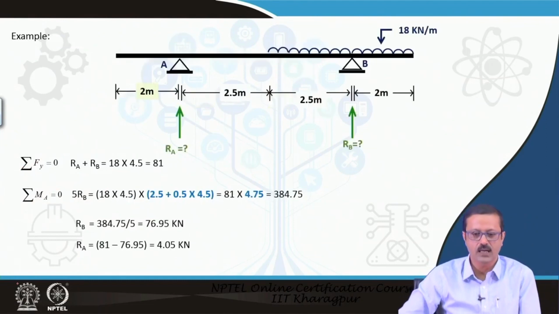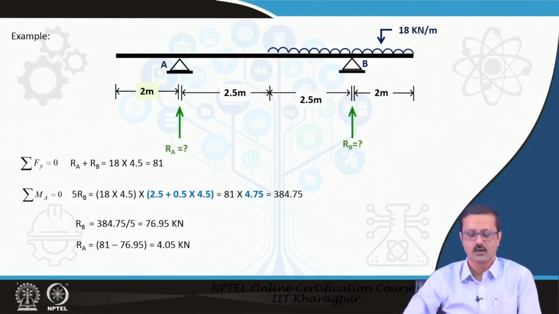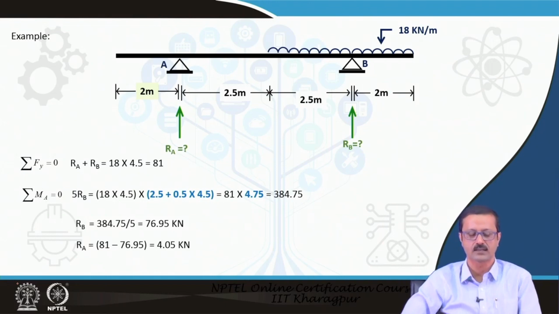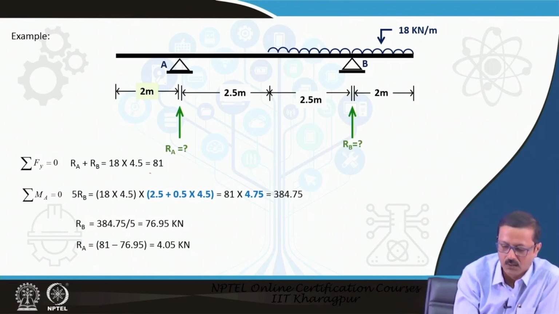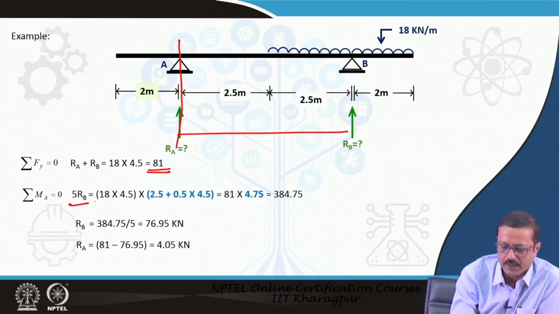So, like that we have some other examples also. From this particular plate we can have a UDL in an overhanging scenario, where RA plus RB is given, and the total load comes out to be 81. Again I am taking the moment about A, which gives me 5 into RB equal to 18 into 4.5. Why 18 into 4.5?